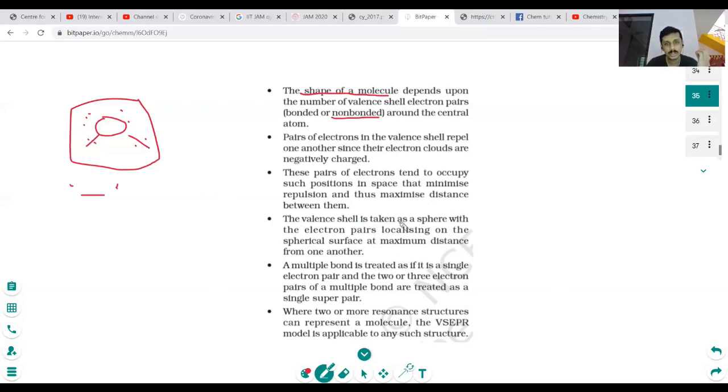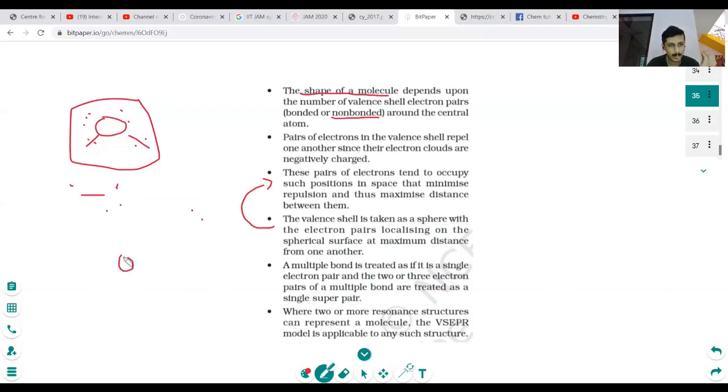The valence shell is taken as a sphere with the electron pairs localizing on the spherical surface at maximum distance from each other. This is just a reiteration of the previous point. They want to be at maximum distance away from each other so that they can have a stable conformation. A multiple bond is treated as if it is a single electron pair, and the 2 or 3 electron pairs of a multiple bond are treated as a single super pair.